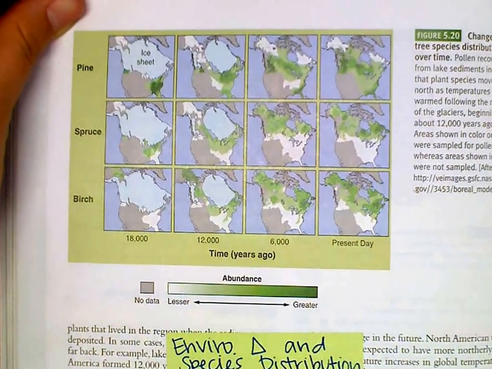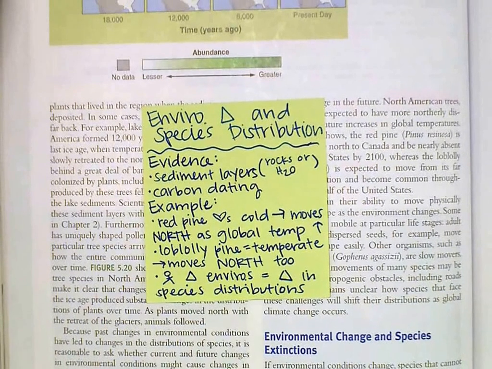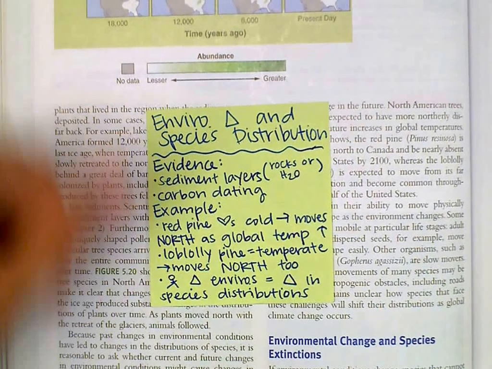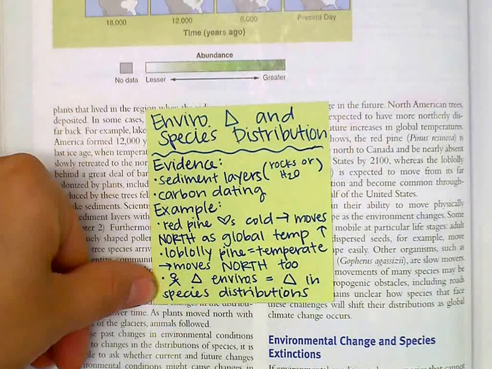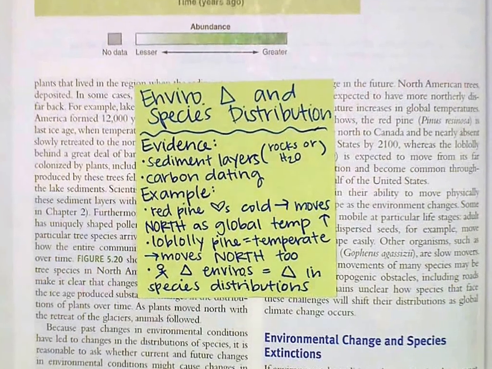Now that environmental change can be natural, or it can be done by humans. So if we're cutting down things or diverting rivers or damming rivers or whatever we're doing, that's going to end up changing the species distributions over time.